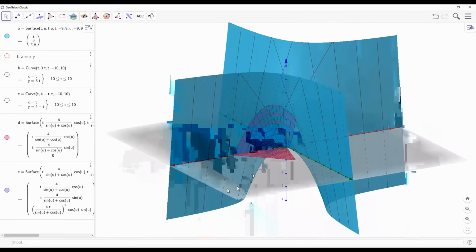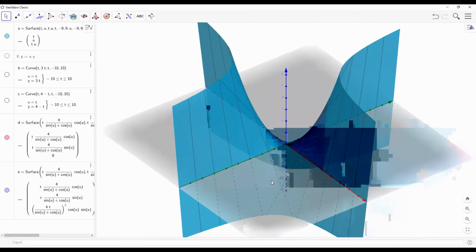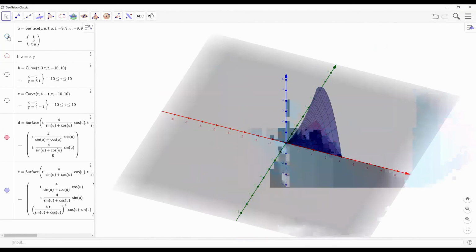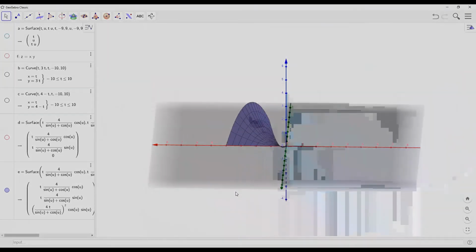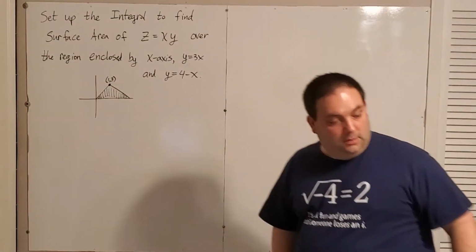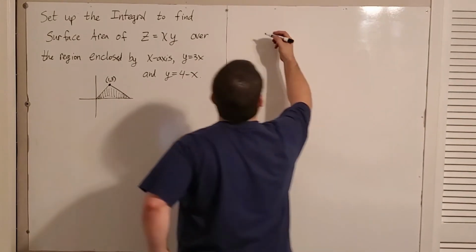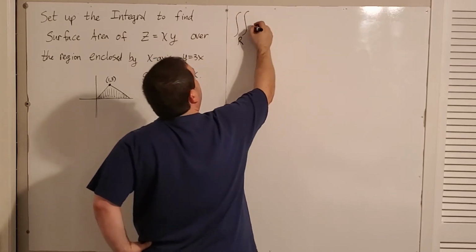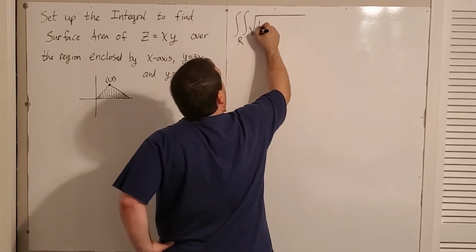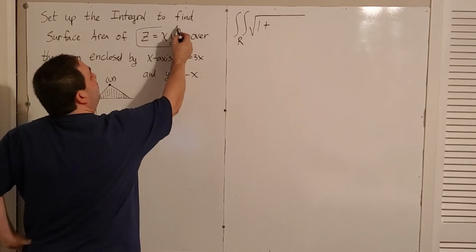You can sort of see the way it's following the lines there, but it's still inside of this region right there. So we'll be finding the surface area of this guy. Let's set it up, right? So I'm going to have my double integral here over some region, square root 1 plus, and I need my partial derivatives of z with respect to x and y.